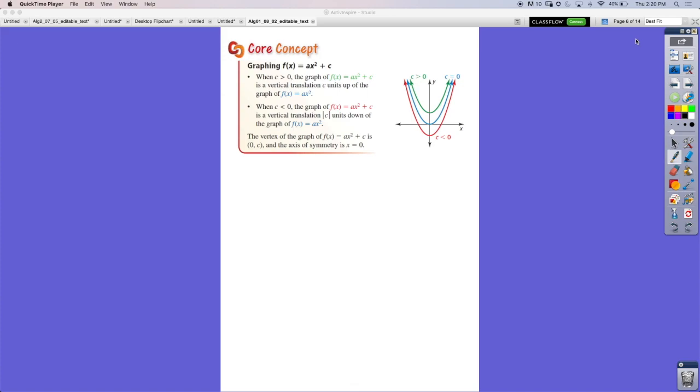Okay, so today we are going to start 8.2, and we're going to learn to graph quadratic equations that have a c to it. So what this c means, if it is greater than 0, which means what kind of number is greater than 0? Positive. If it is positive, your parent function, which is which color? The blue, is going to move up.